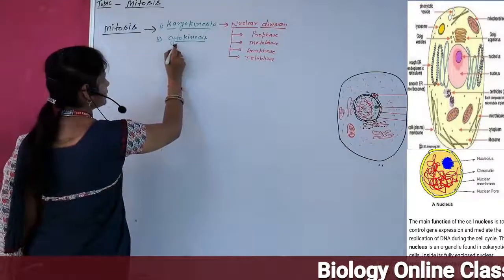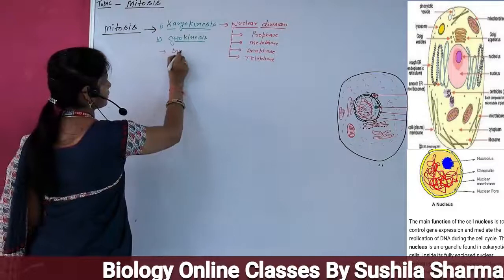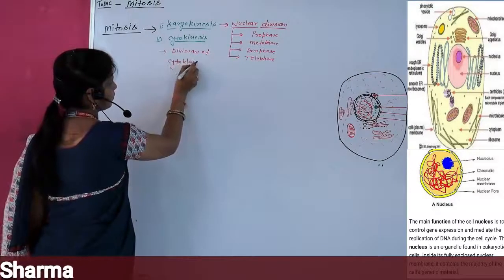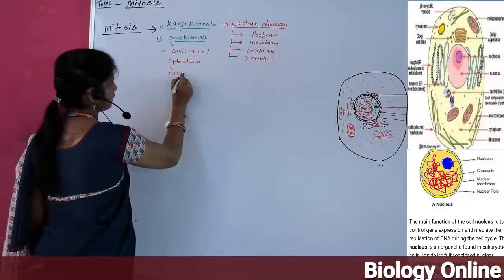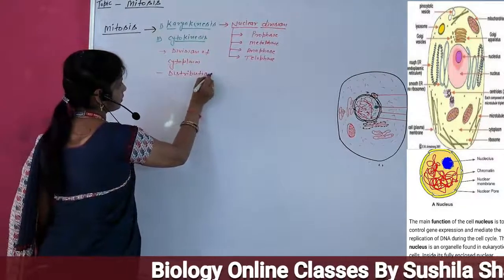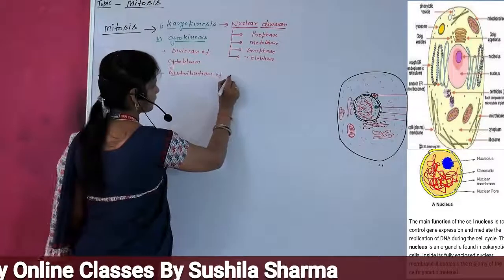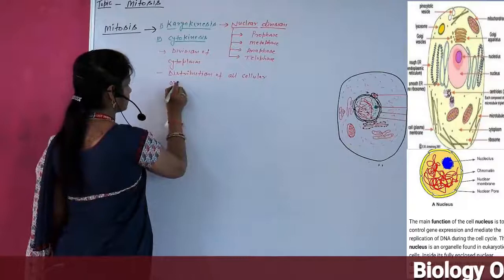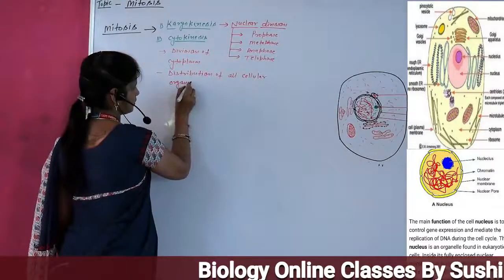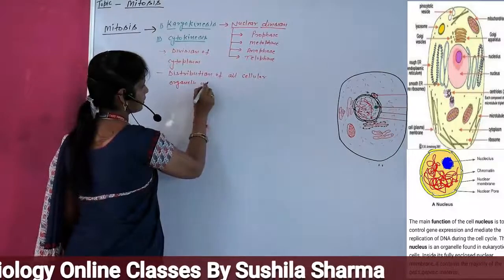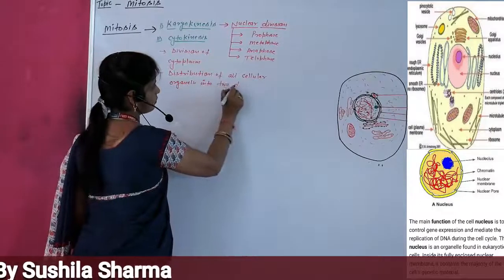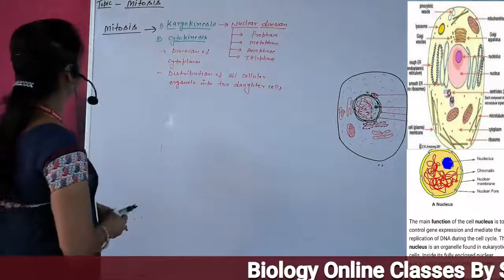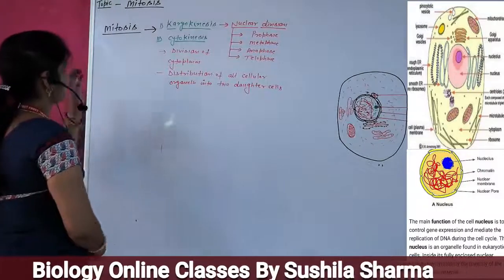And cytokinesis, in which division of cytoplasm and distribution of cellular organelles into two daughter cells take place. So mitosis division completes in two phases or two steps.